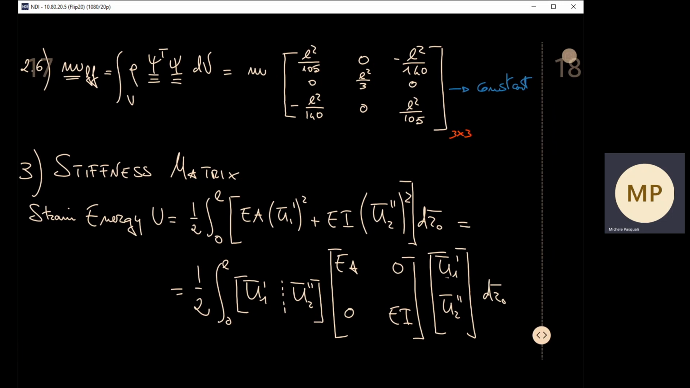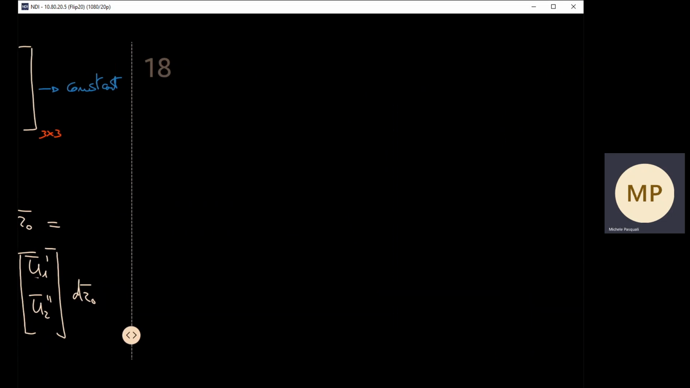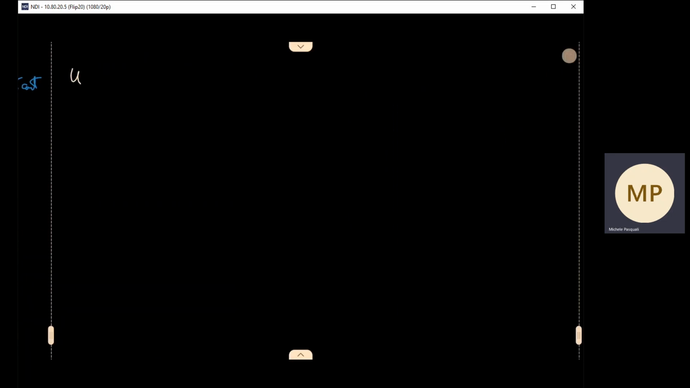Okay, can I slide? Okay, so nothing super complex so far. Now, let's calculate this one.